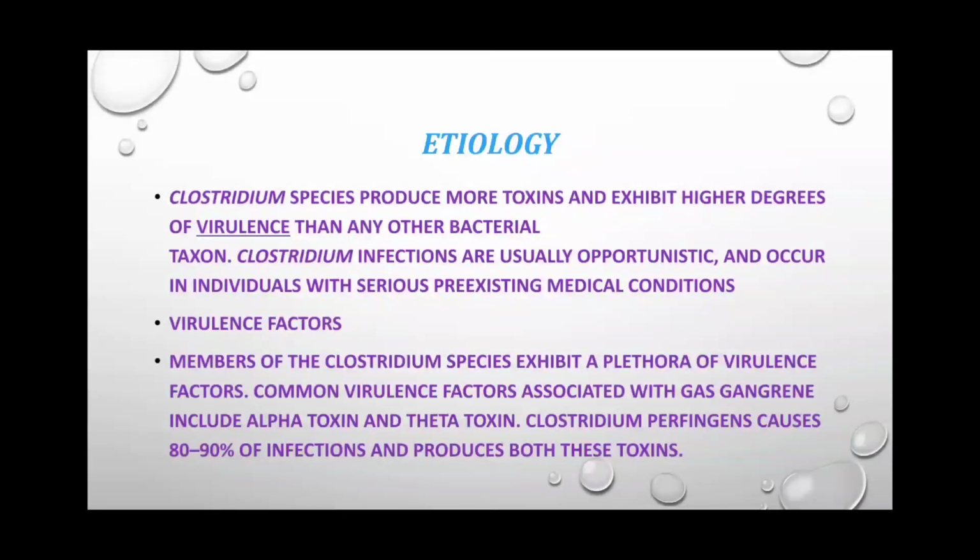Virulence factors are the substances produced by the bacteria in order to damage or destroy the host cells, and which help them in surviving in the host. In the case of Clostridium they also have virulence factors, and the common virulence factors associated with gas gangrene include alpha toxins and theta toxins. Clostridium perfringens bacteria causes 80 to 90% of infections and produces both of these toxins. So these are the virulence factors that basically cause damage in the host, that means damage of the tissue, cells, and other parts.